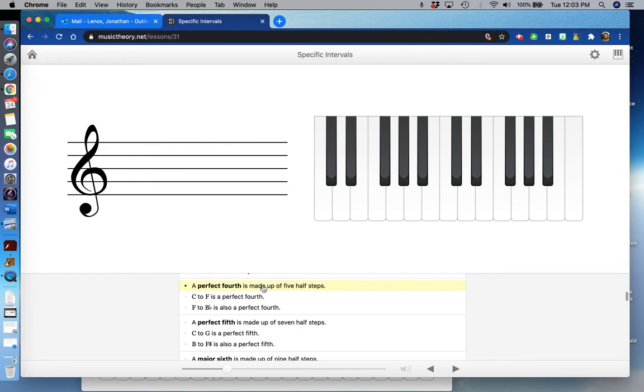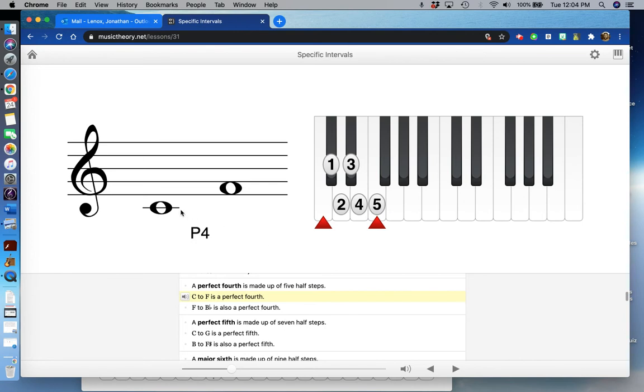So your perfect fourth is made up of 5 half steps. And you'll see that right here in this example from C to F. So remember, we start as 0 when we count our half steps for the specific interval. So we have 0 for the C, and then we go 1, 2, 3, 4, 5. And when we get to 5, we're on our F. So C to F is 5 half steps.